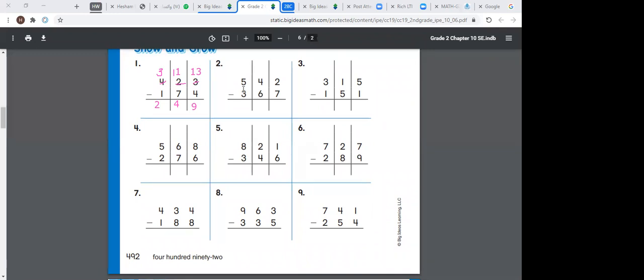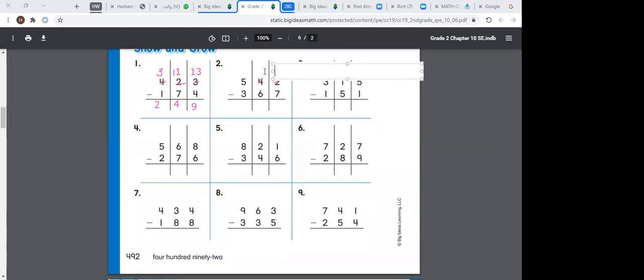Qusay, let's do 542 minus 367. 2 minus 7 can be or can't be? Can't be, because 2 is less than 7. Now 2 will go to 4 and the power 1. 4 becomes what number and 2 becomes what number? 2 becomes 12. 4 becomes 3.